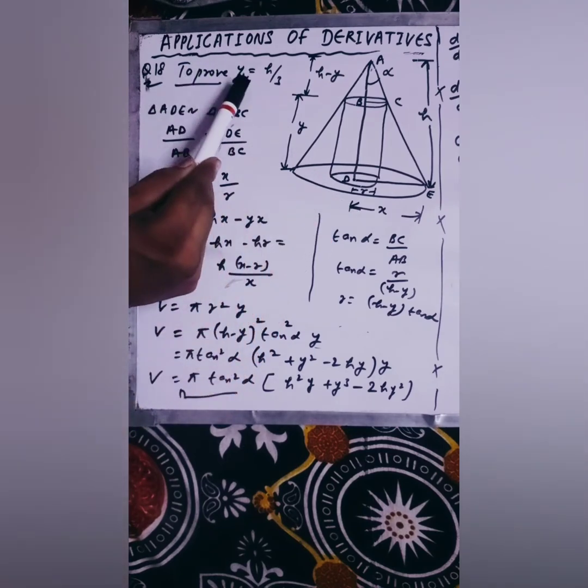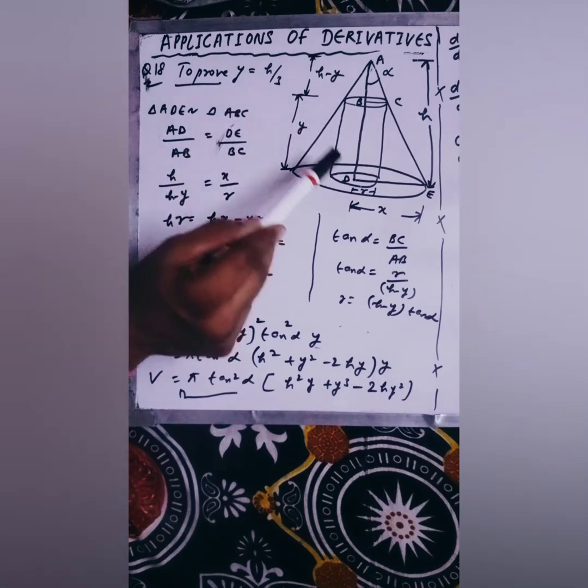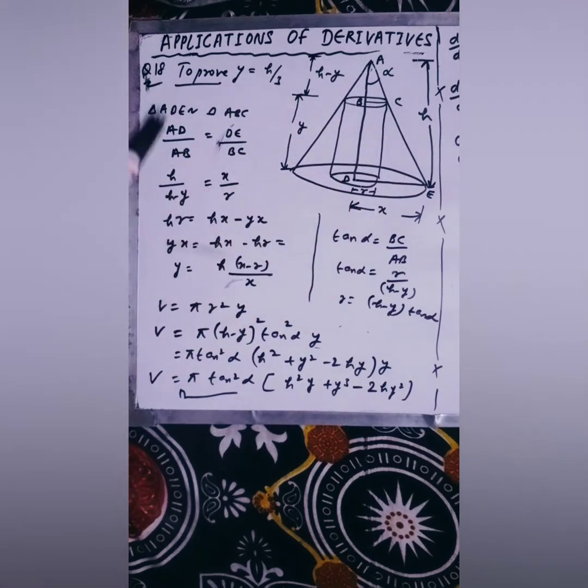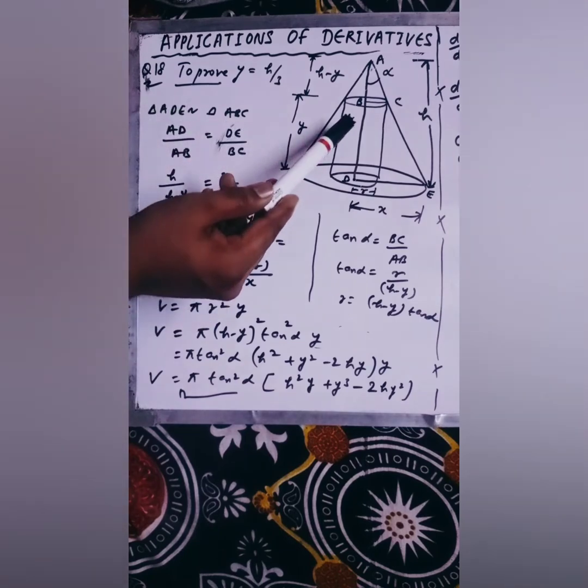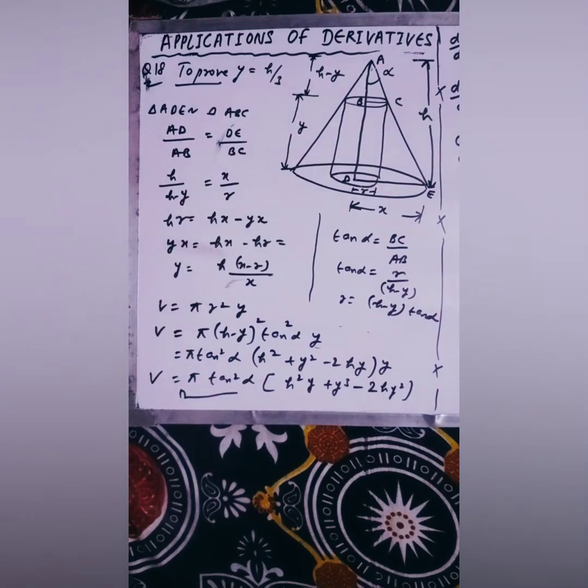So we have to prove that y is equal to h by 3. That is, the height of the cylinder is 1/3 of the height of the cone. And we have to prove that the volume is maximum. This volume of the cylinder is maximum.